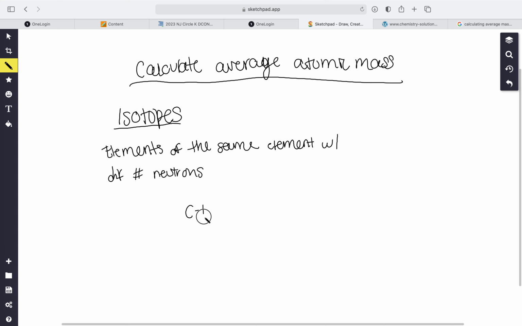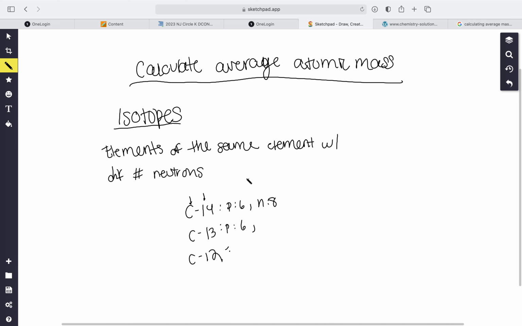Here's an example: carbon 14, carbon 13, and carbon 12. This tells us that this carbon weighs 14. We know that carbon has 6 protons. From a few videos ago, to find the number of neutrons, you take the mass, which is 14 here. It's always the element, and then the mass. So 14 minus 6 means there are 8 neutrons. Next one, protons are always 6 because it's carbon, and we can get that from the periodic table.